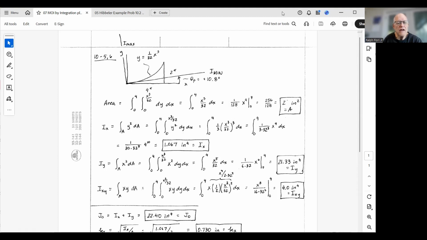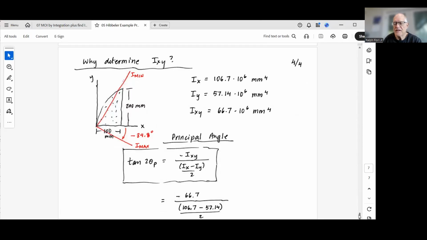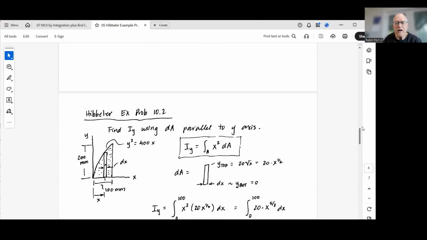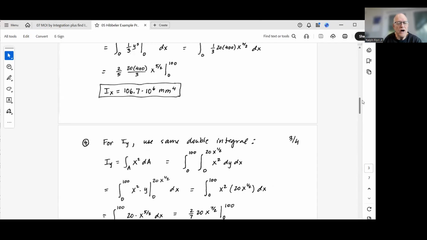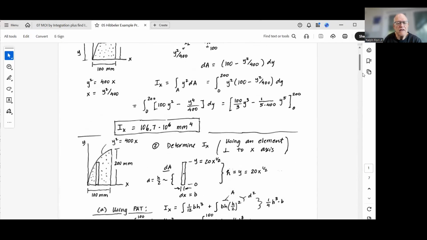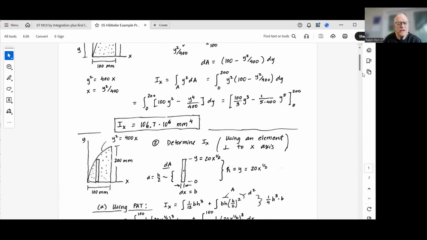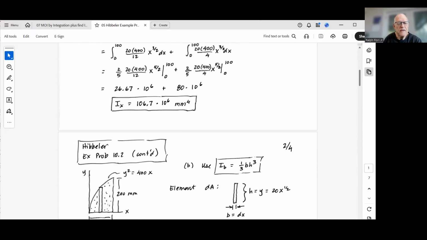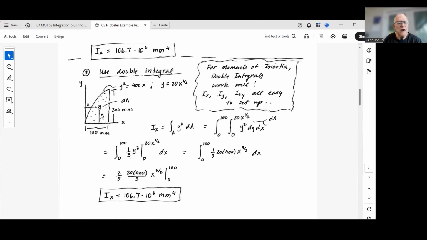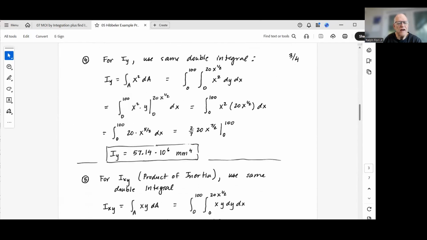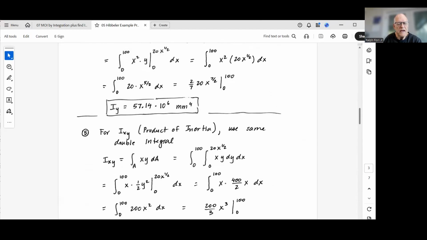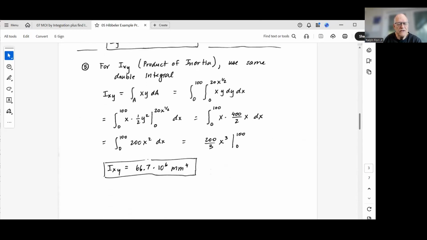Earlier, we actually worked the Hibbeler problem, example 10.2, and we found Ix, Iy, and Ixy for this problem here. And so the Ix, we found 106.7. The Iy, we found 57.1. And Ixy, we found to be 66.7 times 10 to the 6 millimeters to the fourth.